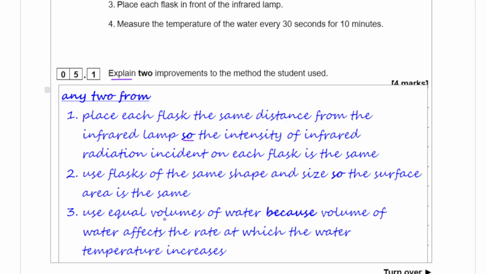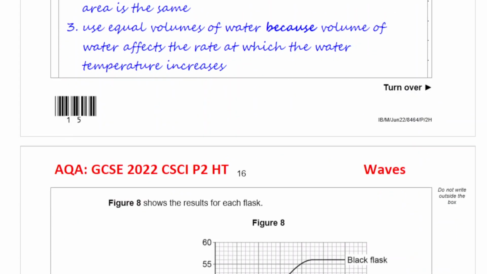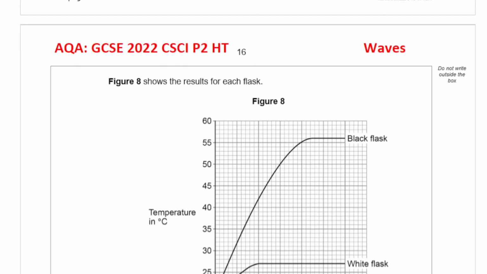Use flasks of the same shape and size, so the surface area is the same. And third point you could do is use equal volumes of water, because volume of water affects the rate at which the water temperature increases. If you have more water, it takes more time to heat up. Figure 8 shows the results for each flask.